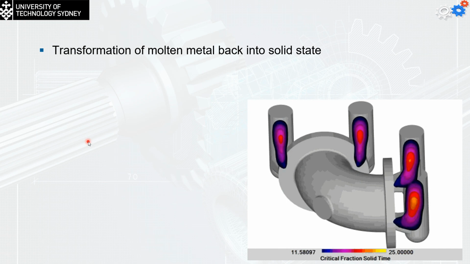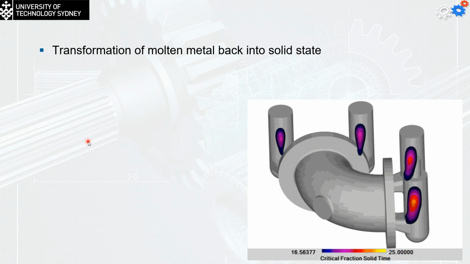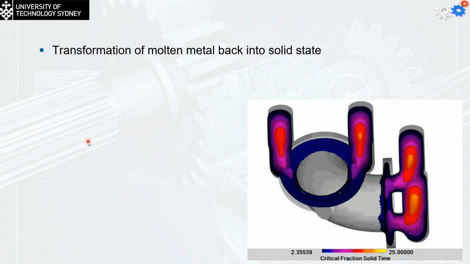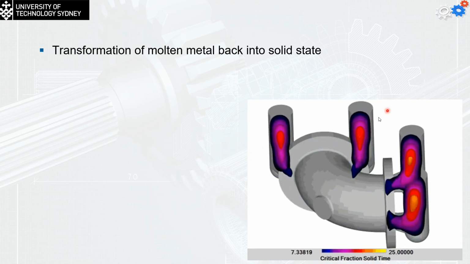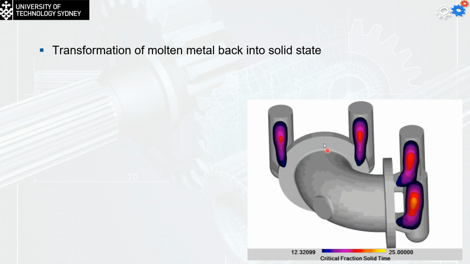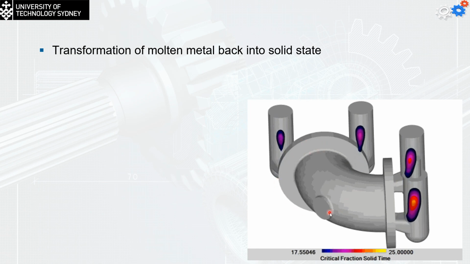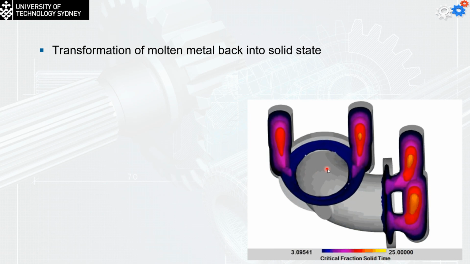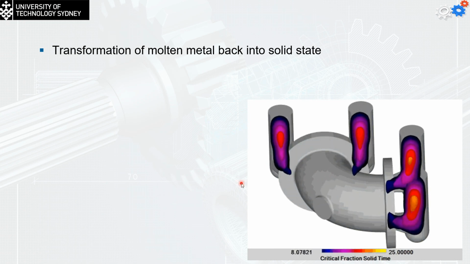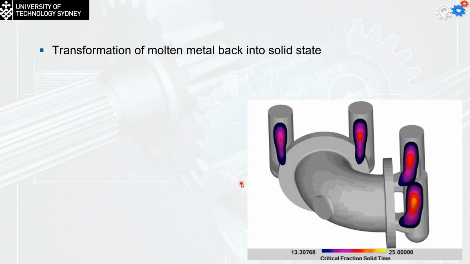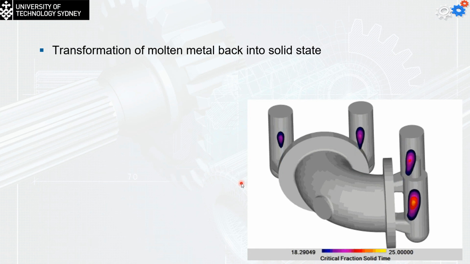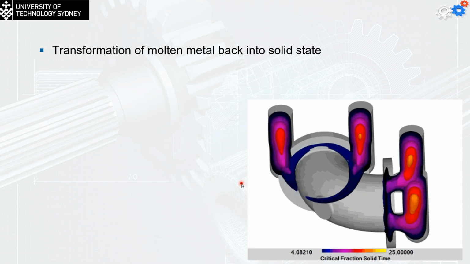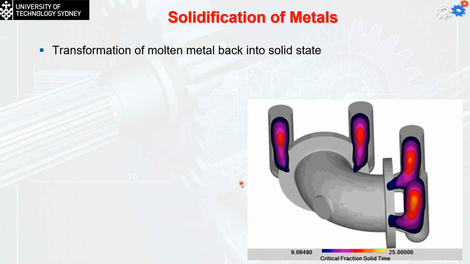This photo shows you the process of the transformation of the molten metal back into the solid state. You can see that the risers must solidify after the solidification of the part. And you can see that the solidification starts from the outside, because it is in contact with the walls, and moves to the inside, where the temperature is kept for a longer time.